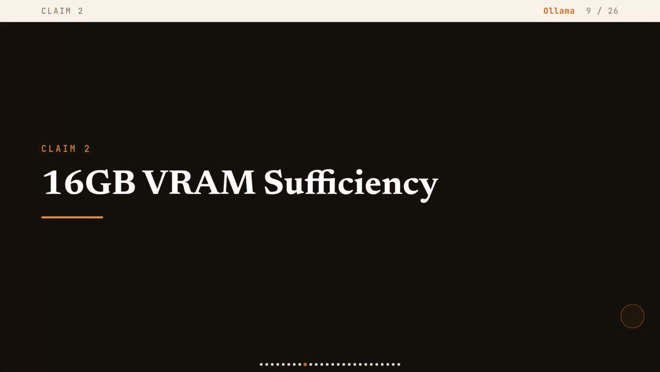Claim 2: 16 GB of VRAM is enough to run serious models. A lot of people push back on this one because 16 GB sounds like it barely runs anything useful. But the number that actually matters here is 139 tokens per second on a 20 billion parameter model sitting fully on an RTX 4080. And if that holds up, a mid-range GPU from 2 years ago becomes a genuinely capable local AI machine without spending more money.